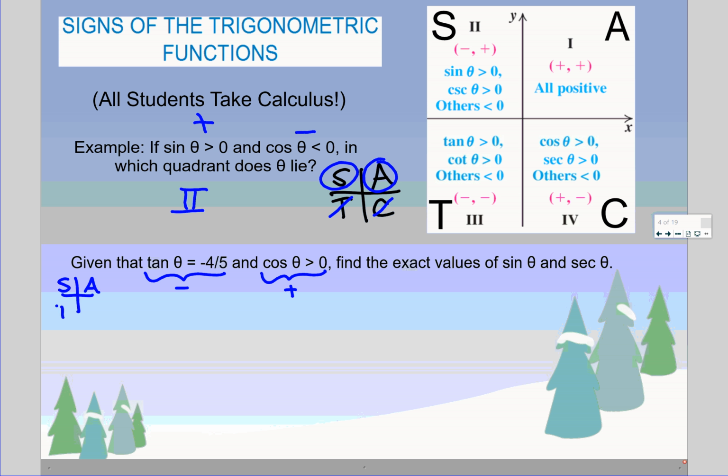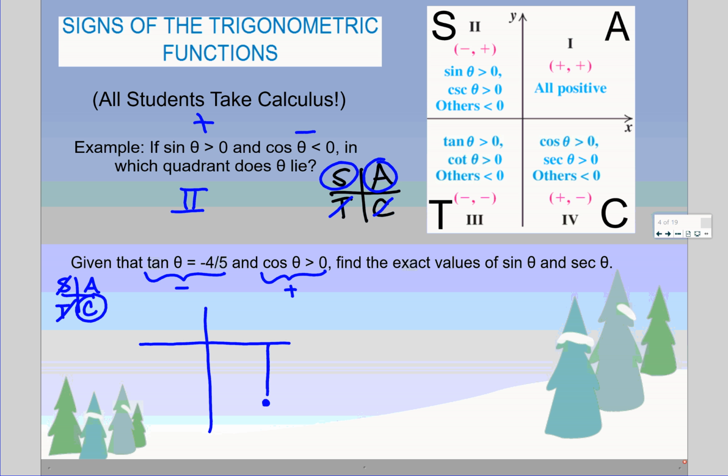It's either going to be 1 or 4. Everything's positive in quadrant 1 and cosine is also positive in quadrant 4. If tangent is negative, what quadrant am I in? It's got to be quadrant 4. All right, so that's going to help me draw the picture I need. Just draw an arbitrary point in quadrant 4, kind of like what we did.